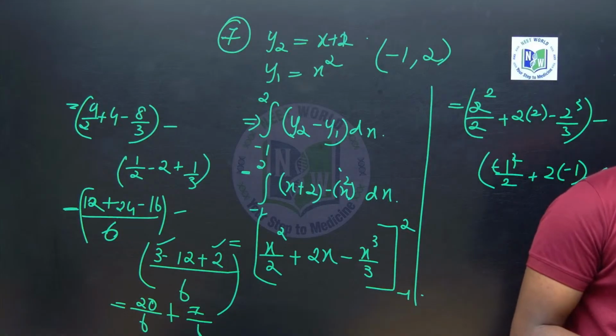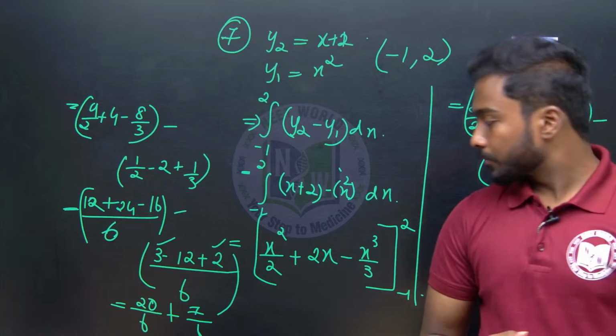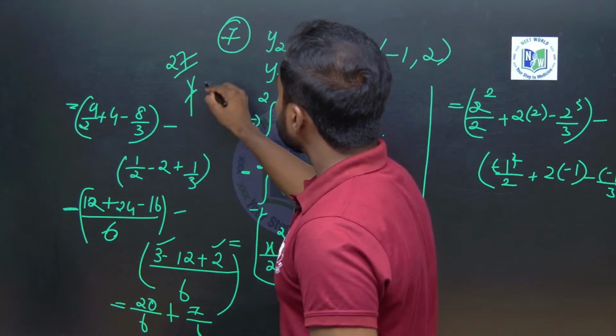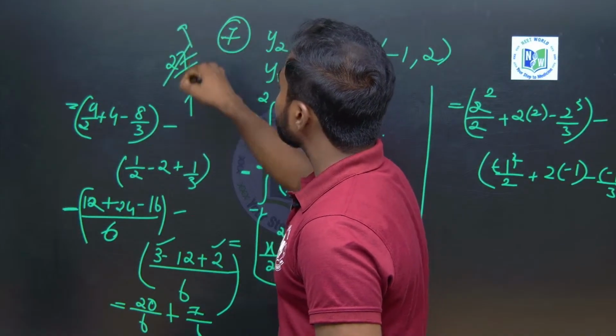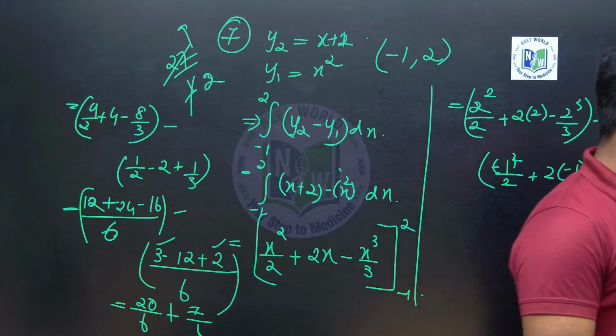Yes, it's 9 by 2. So 27 by 6, right? This is 2 and this is 9, so 9 by 2 is the answer. You are correct, Srinivas.